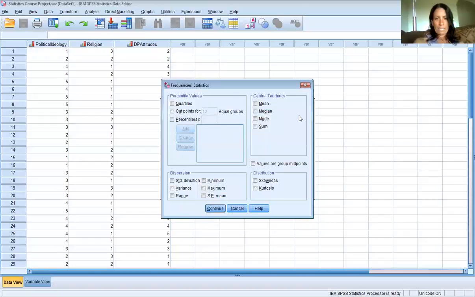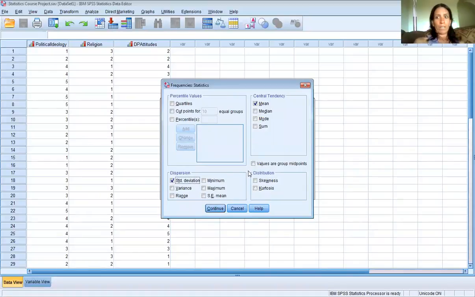I'm going to click on Statistics. The mean is already checked. I don't think that's the default. I think the default, and same with standard deviation, is that nothing is checked. So this is what you would get. Go and check the mean and check the standard deviation.